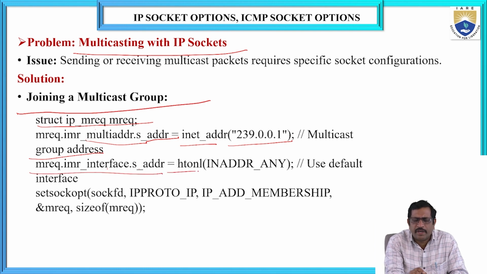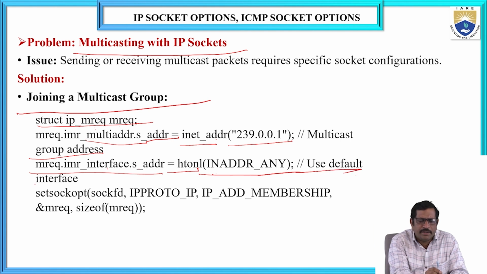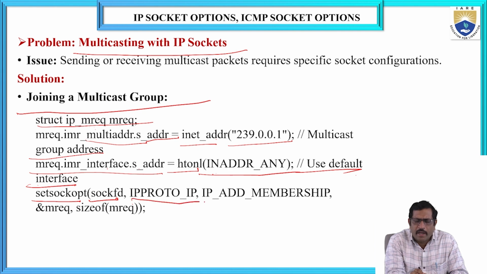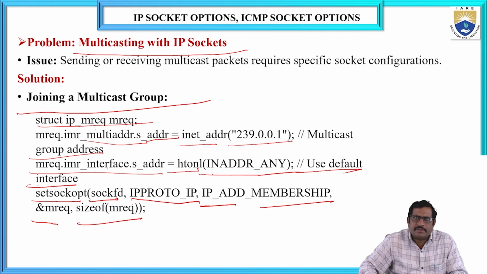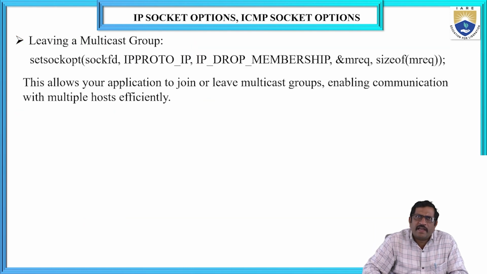So that is htonl, which is INADDR_ANY, to use the default interface. Then set socket option: setsockopt with socket FD, IPPROTO_IP, IP_ADD_MEMBERSHIP, mreq, size of mreq. With the help of this, multicasting can now be done.